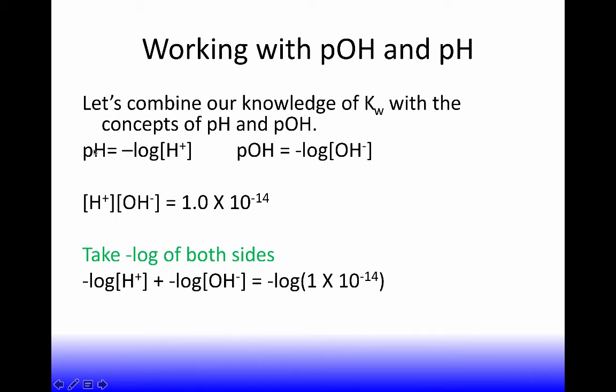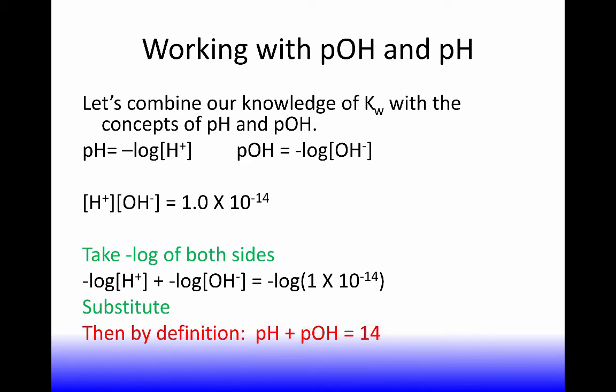Isn't this the same thing as pH? Isn't this the same thing as pOH? And minus log of 10 to the minus 14 should be 14. So this is a really handy formula, as you're going to see, to help us solve problems. So if we know the pH, we can find the pOH just by subtracting it from 14, and vice versa.